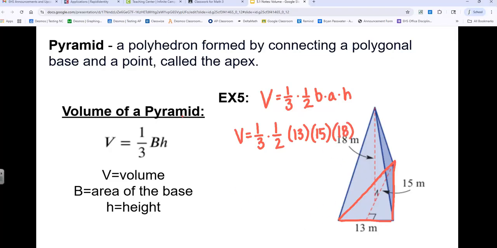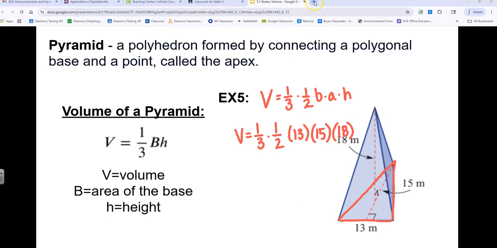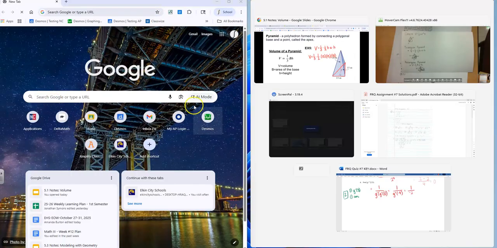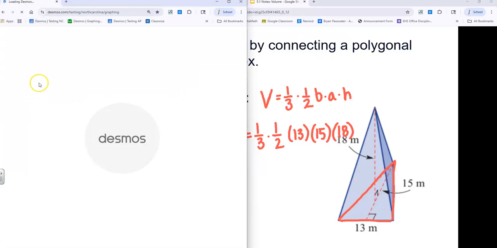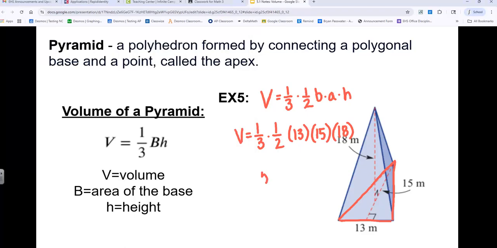Okay, so we just have to type that in. Where's my Desmos here? Desmos. 1/3 times 1/2 times 13 times 15 times 18. And we're getting 585, so we would get 585 meters cubed for that.